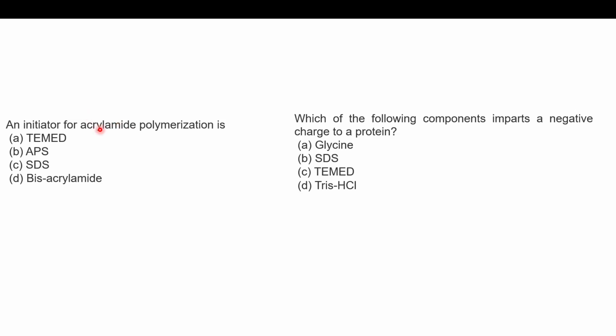An initiator for acrylamide polymerization in SDS-PAGE is, so this is a polymerization agent. SDS is the detergent here. Bisacrylamide is the branching agent basically. TEMED is a catalyst for polymerization. However, the initiator for polymerization is ammonium persulfate, which gives the radicals where eventually the acrylamide and bisacrylamide can start polymerizing. Okay. So the correct answer is APS.